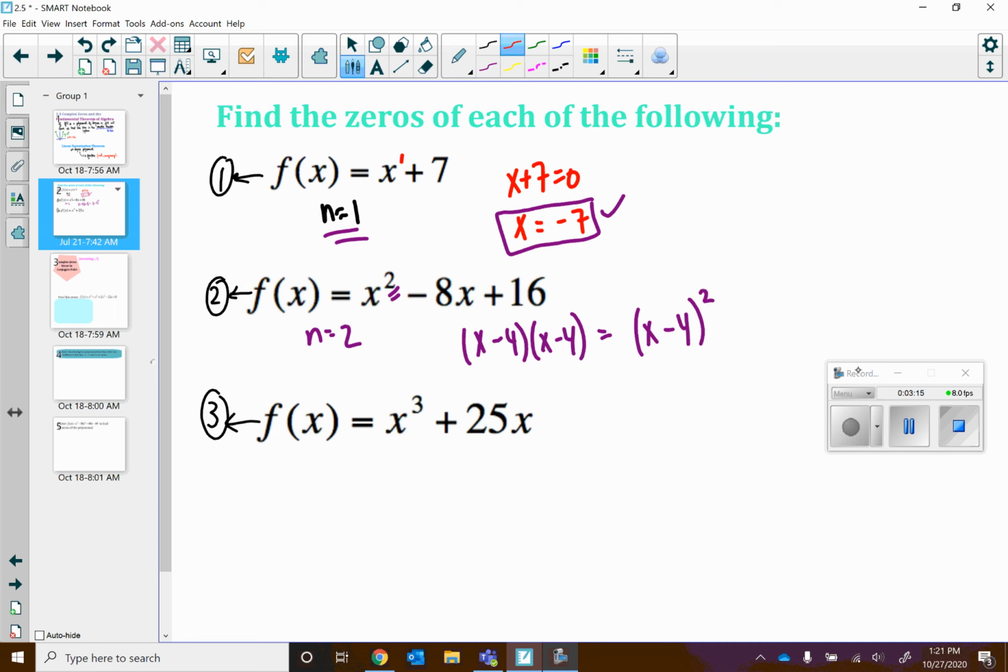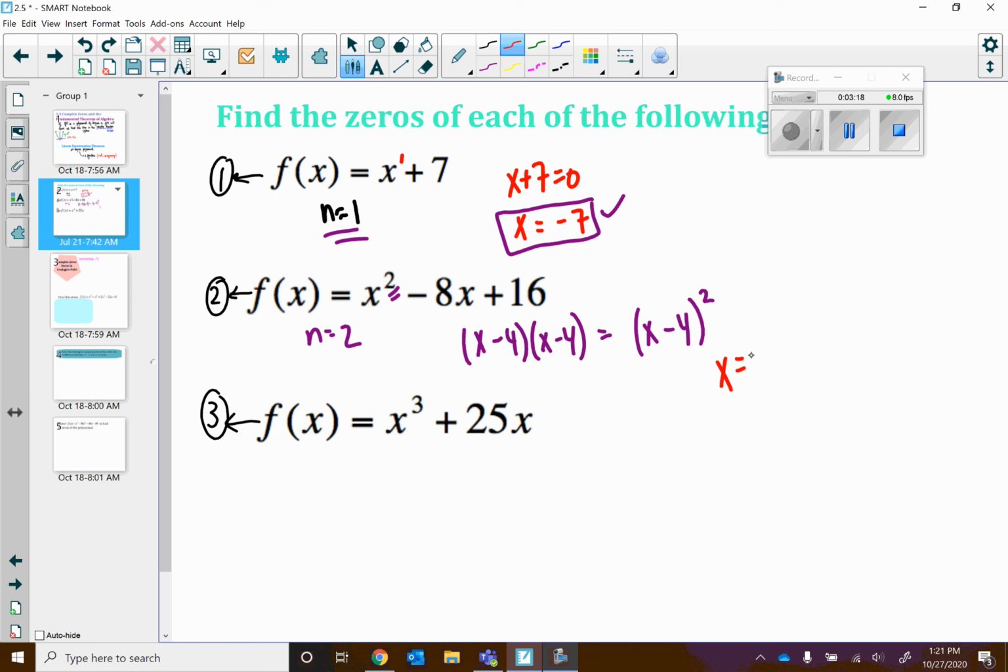squared. My zero then is 4, and it has a multiplicity of 2, right? It is repeated. So we could also say it's a repeated zero. So even though I don't have 2 different zeros, it is repeated. There are 2 copies of this zero, so we got that.